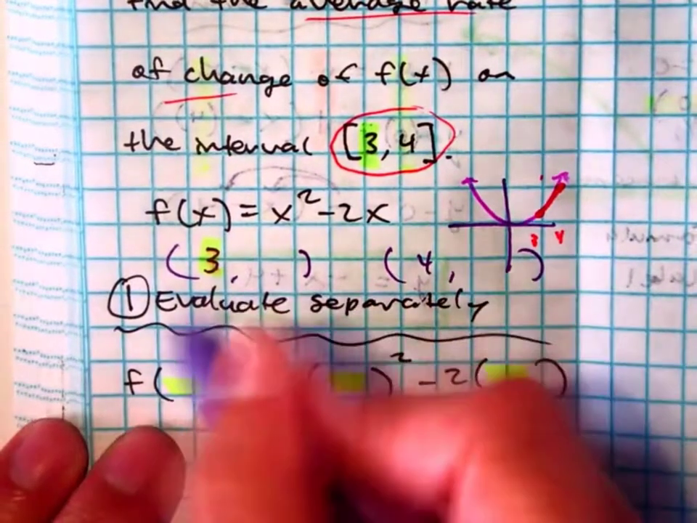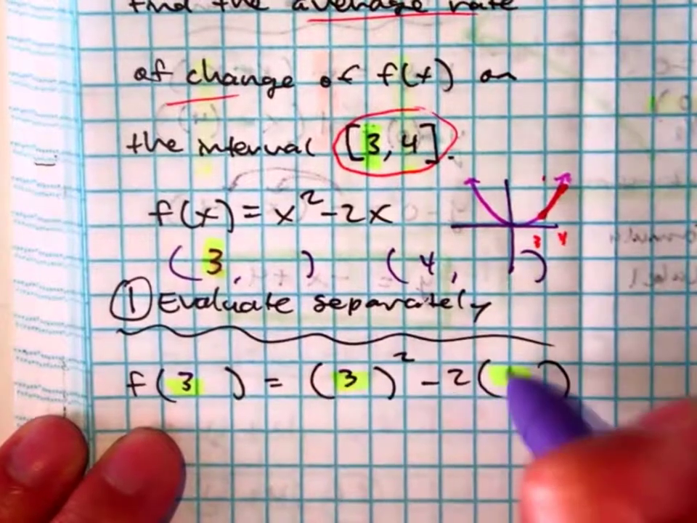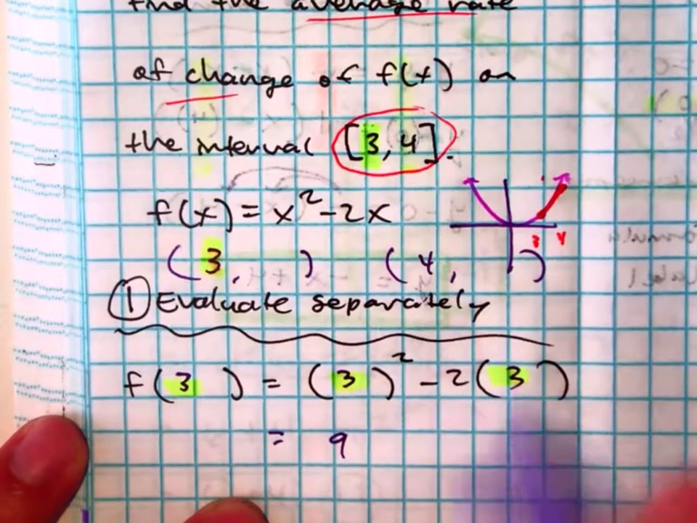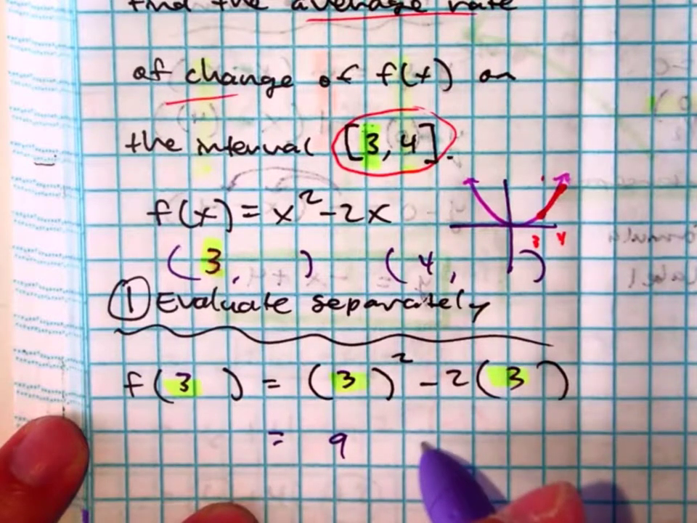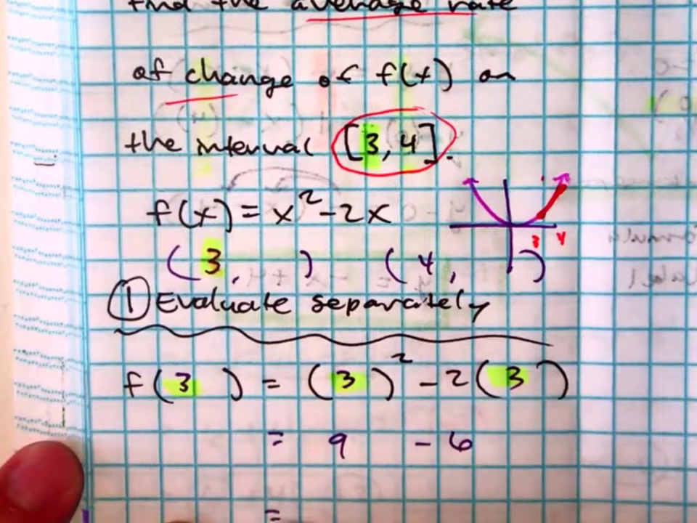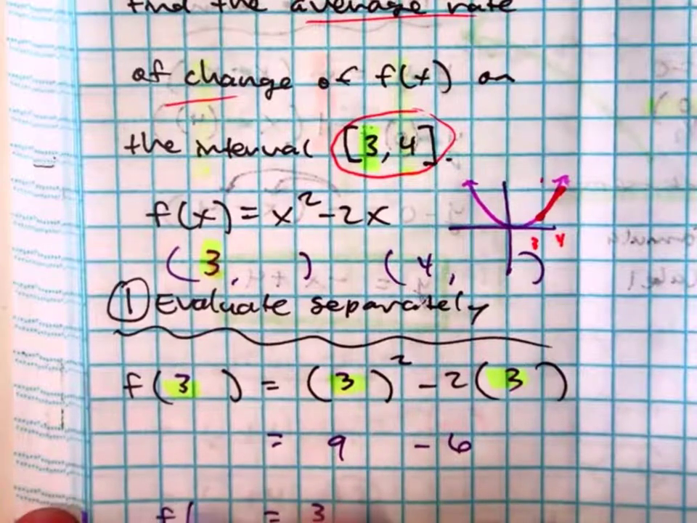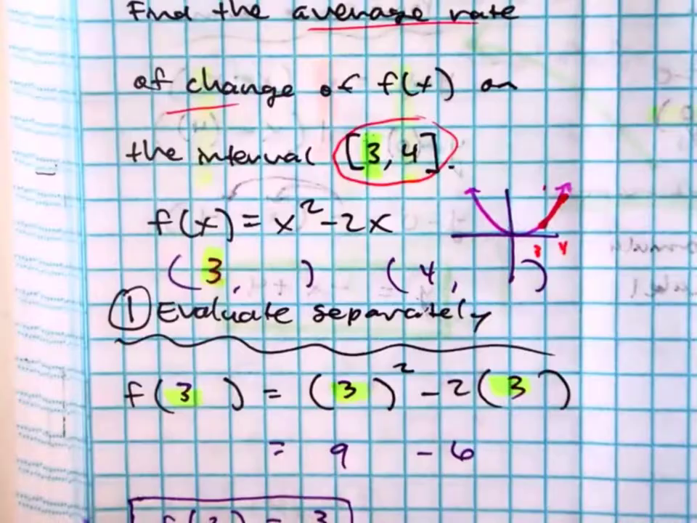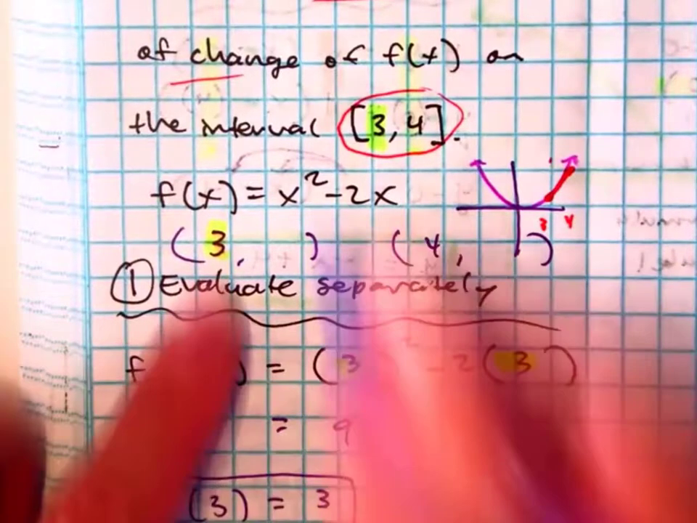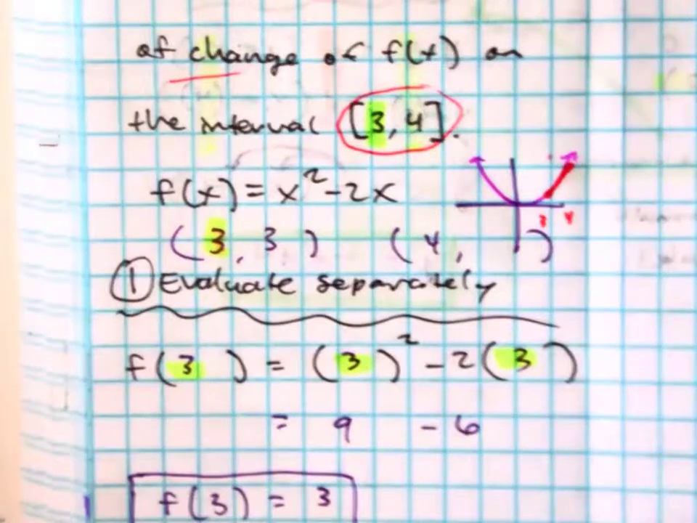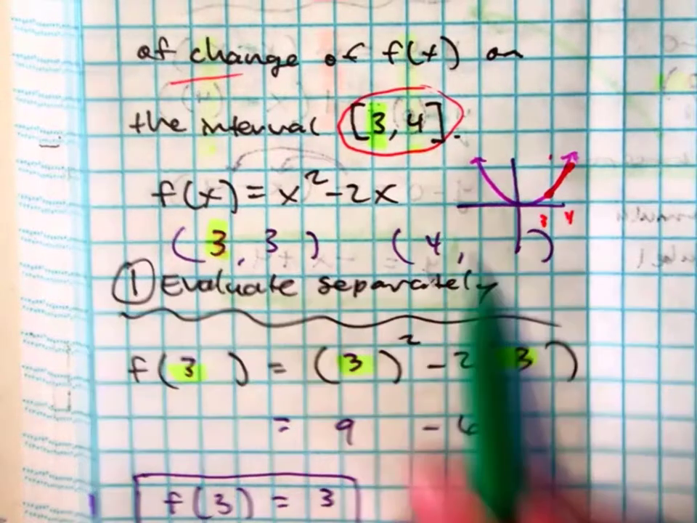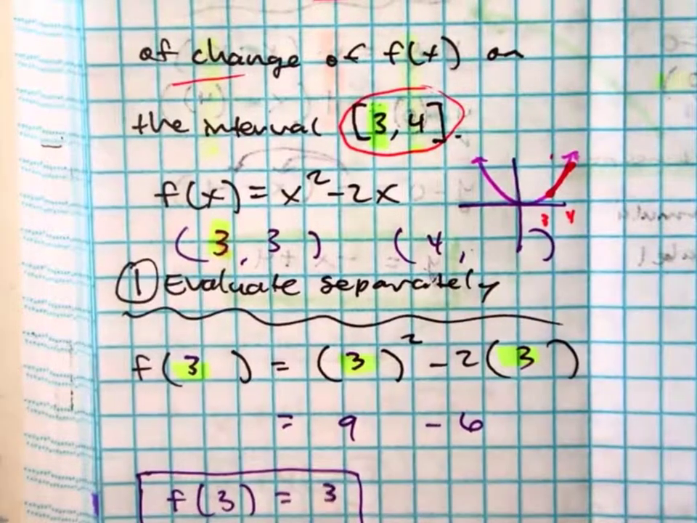So if I put in a 3, 3 squared is 9, negative 2 times 3 is negative 6, 9 minus 6 is 3. So I have f of 3 equals 3. Remember, this is an ordered pair, 3 comma 3. Okay, now I'm going to do the second ordered pair, so I'm going to evaluate the second one.